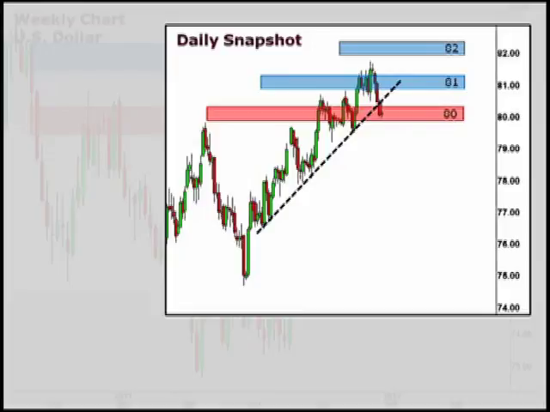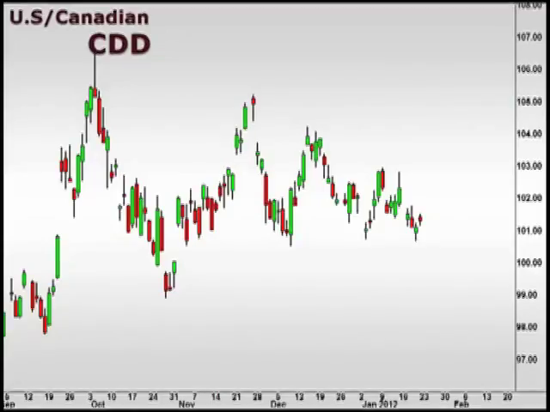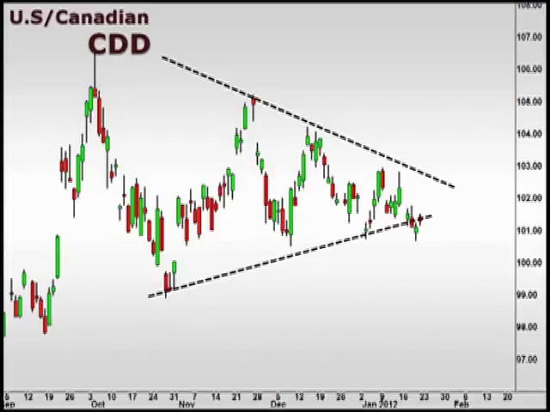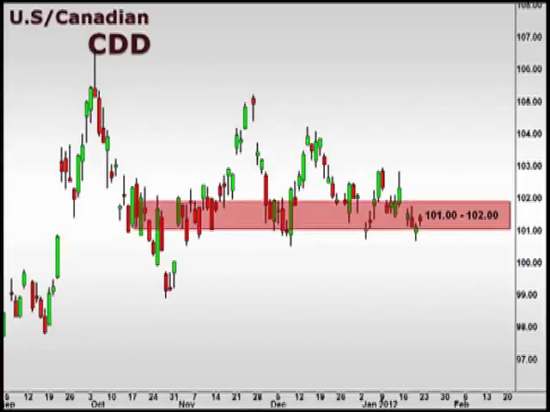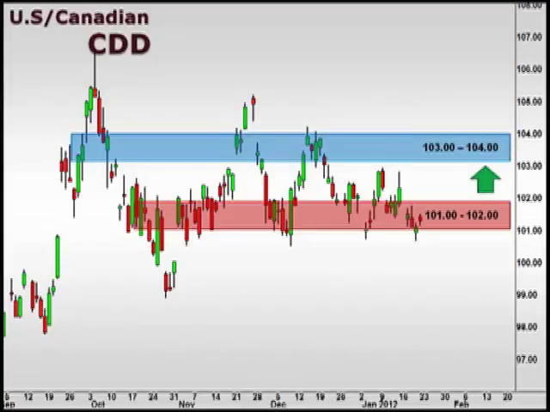The daily chart reflects a break of the trend line identified last week and the important support level sitting at 80. Next up, the CDD, the US dollar versus the Canadian dollar. Well, the CDD continues to respect the sideways triangle we identified last week, denoting some indecisiveness. The 101 level is being pressured to hold as support, however, and the 103-104 focal zone still remains an important overhead resistance.